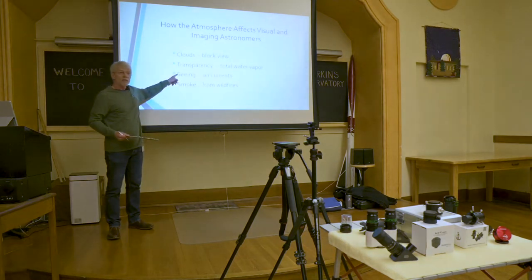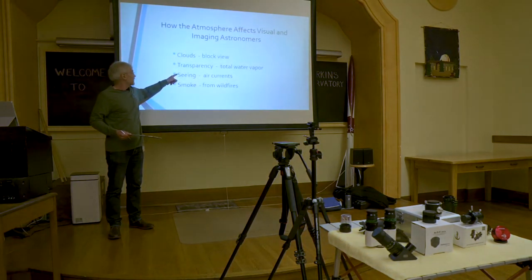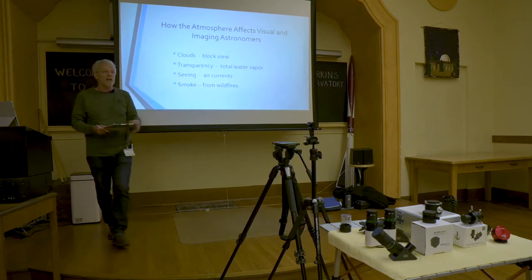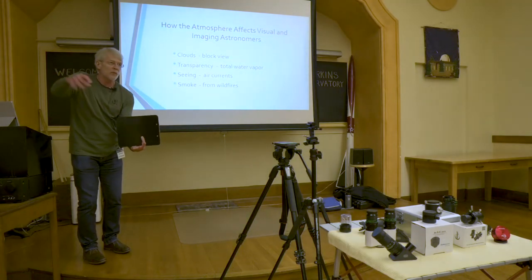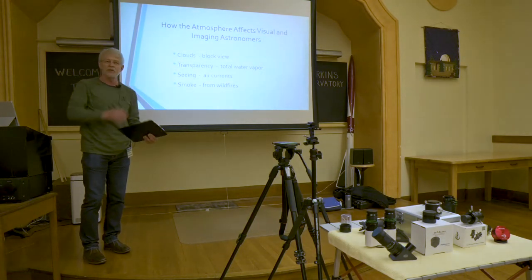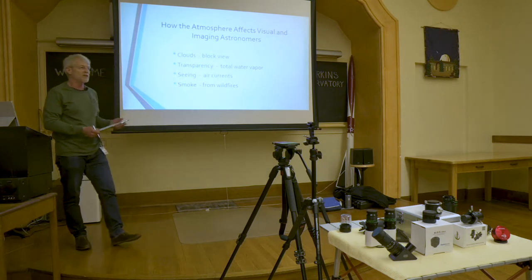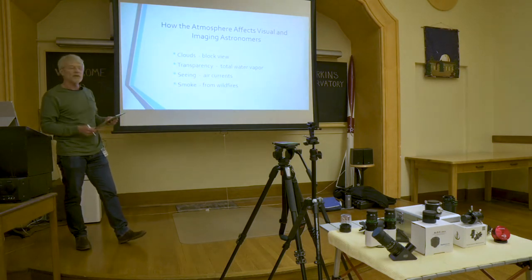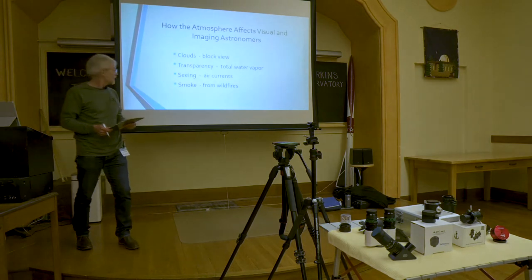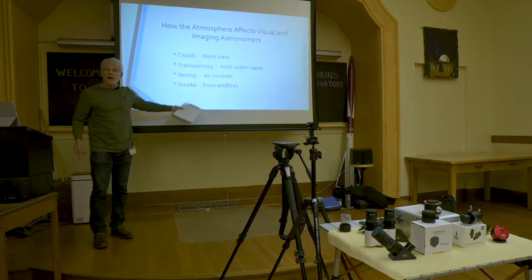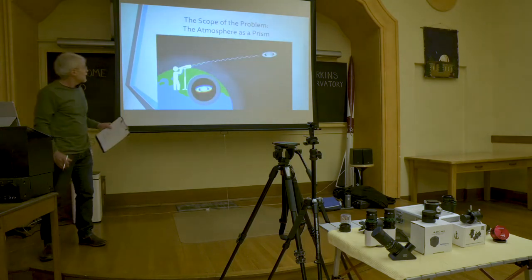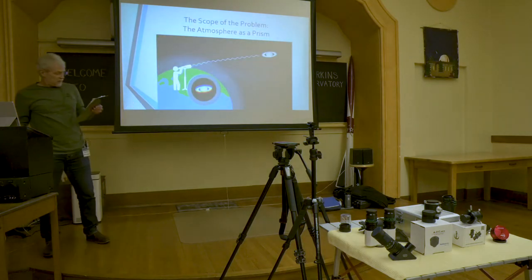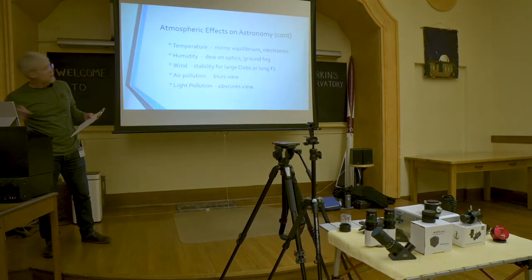Seeing is just the opposite. You don't need good seeing for stars and things like that, but for planets you need good seeing. Otherwise it looks like you've got something under a bowl of water and the surface is rippling, and it doesn't quite give you the view that you want. That's the seeing. That talks about the upper turbulence in the atmosphere. Smoke from wildfires just makes everything hazy.